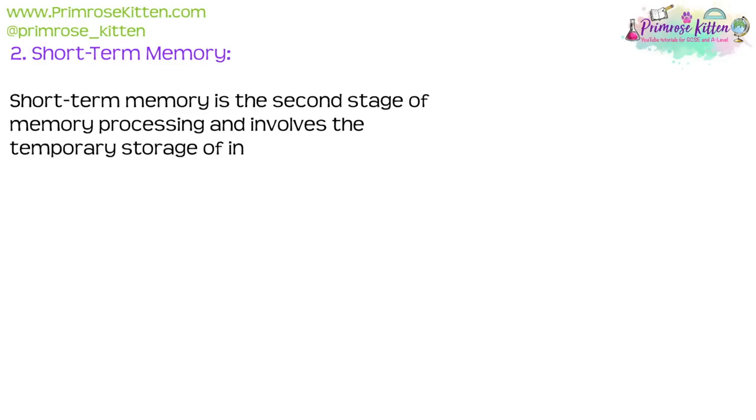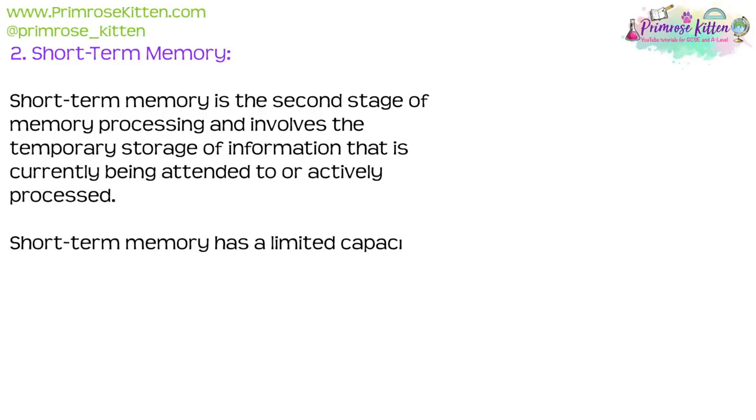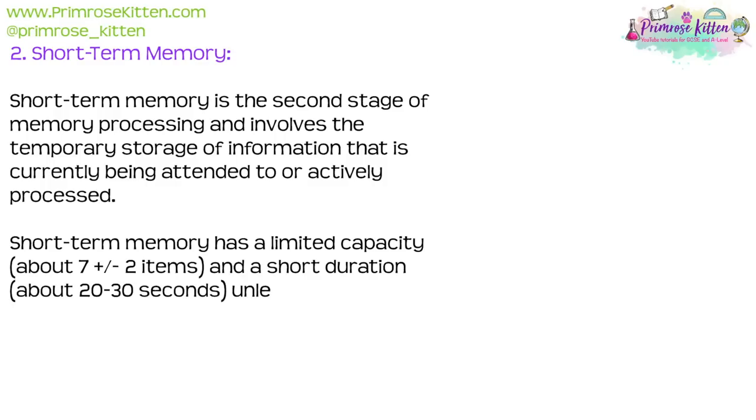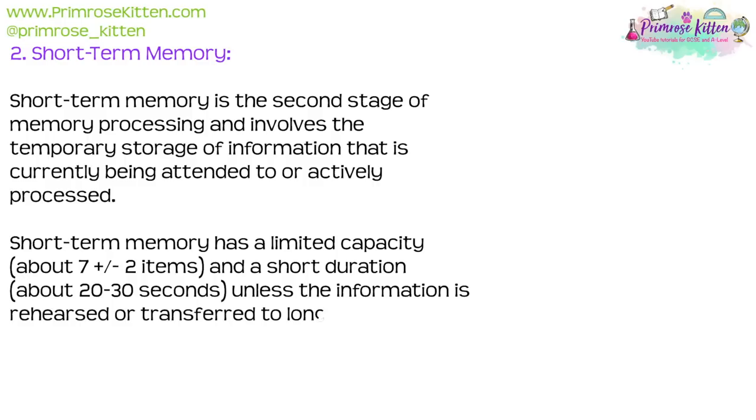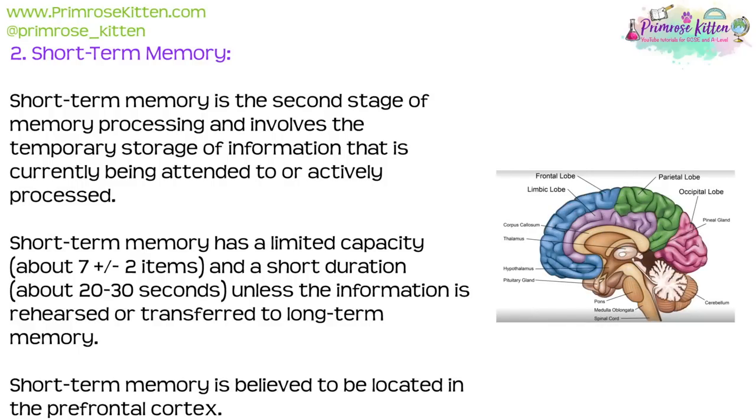Short-term memory. Short-term memory is the second stage of memory processing and involves the temporary storage of information that is currently being attended to or actively processed. Short-term memory has a limited capacity, about 7 plus or minus 2 items, and a short duration, about 20 to 30 seconds, unless the information is rehearsed or transferred to long-term memory. Short-term memory is believed to be located in the prefrontal cortex of the brain.